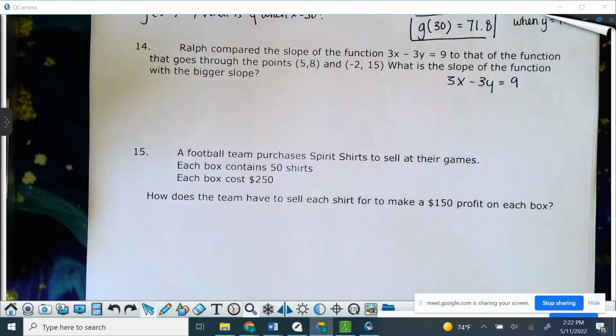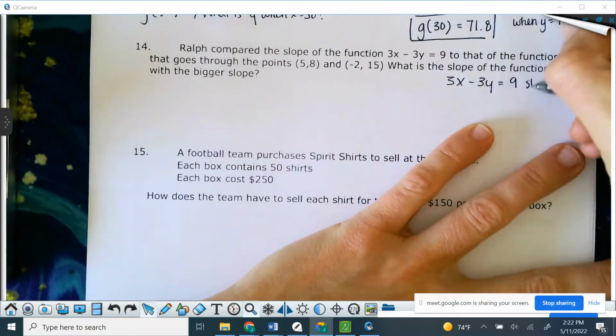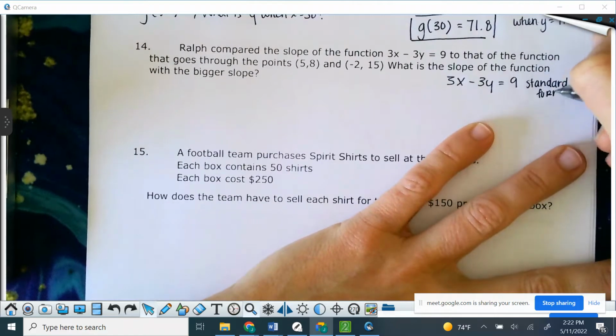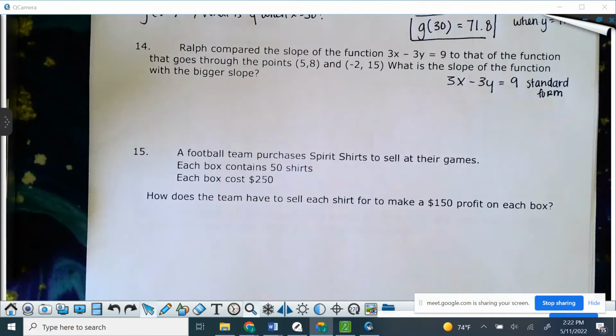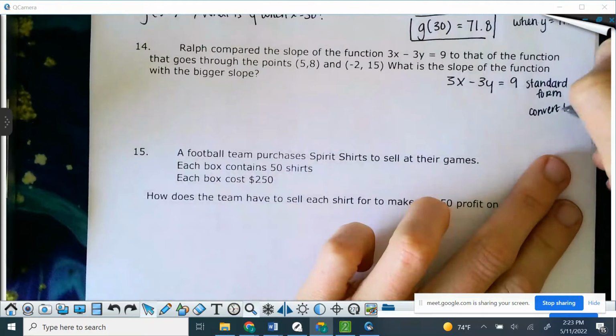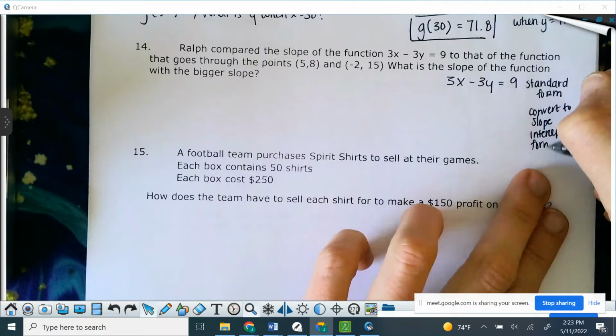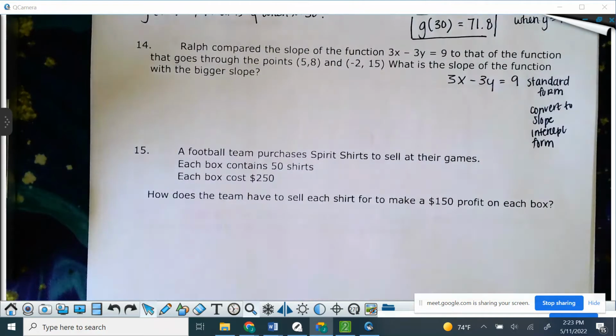As is, do I know the slope of that line? This is in standard form, is what they call this. Standard form is not very helpful to find slope. So we want to convert to slope-intercept form. Slope-intercept form is y equals mx plus b. So ideally, we're going to solve for y.